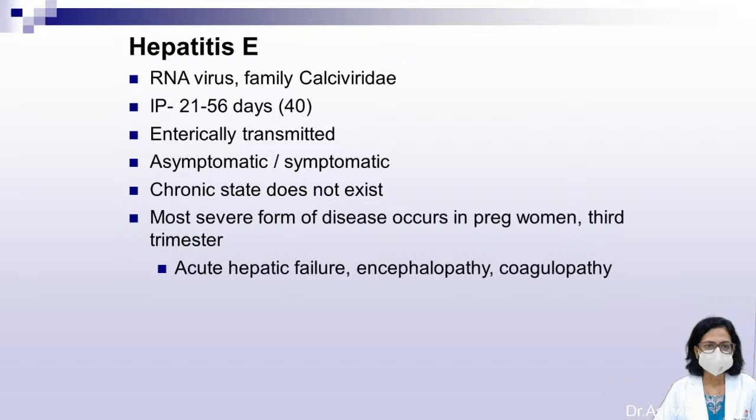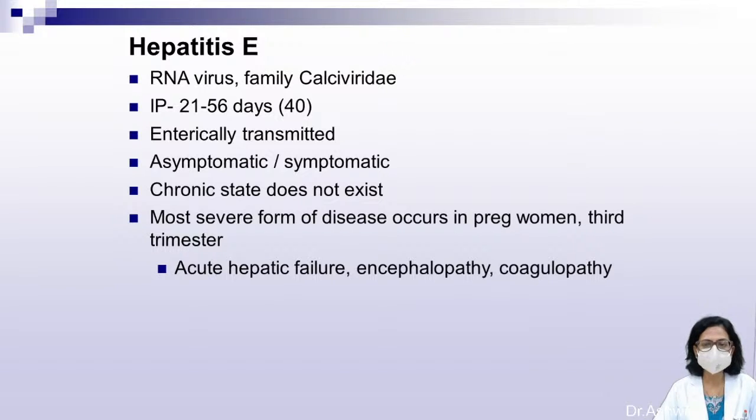The third virus, hepatitis E, is important because it can occur in an epidemic form also, and it is also an RNA virus which is enterically transmitted. It may be asymptomatic or symptomatic infection. Chronic state does not exist, but what is important to understand here is that, unlike A, B, C, it is a more severe form of disease which can occur in pregnancy, especially if it occurs in the third trimester.